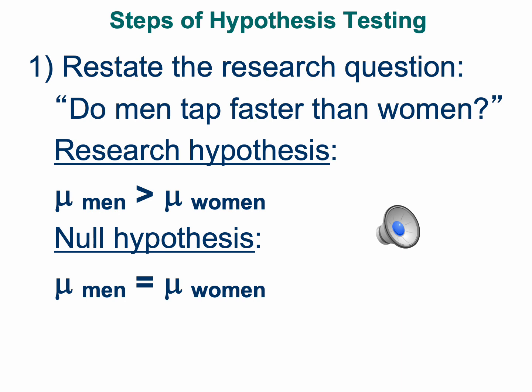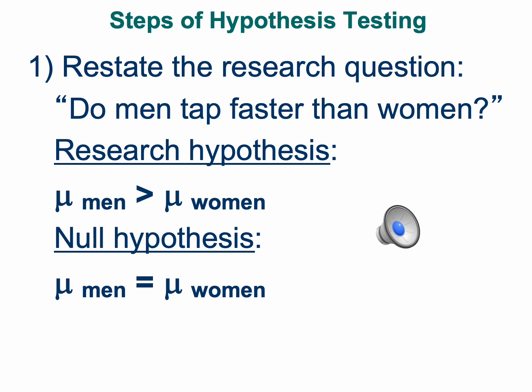So you want to restate the research question, and you want to state a research and a null hypothesis, and you want to refer to populations. Okay, so the research question is, do men tap faster than women? The research hypothesis is going to be restated as: the population mean tapping score for men will be greater than the population mean tapping score for women. The null hypothesis is the two population means are the same, just like before. Except now we're referring to two separate groups, men versus women. We're going to have two separate samples of men and women.